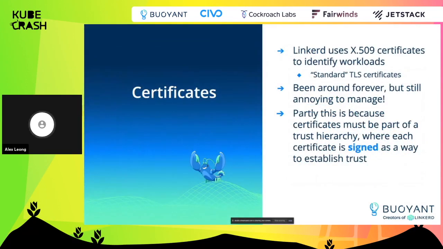These certificates are just X509 certificates, which is the industry standard for doing TLS. But they still are a lot of work to manage because there are a lot of certificates in play here. Every single pod in your mesh needs its own certificate. Not only that, but there's a trust hierarchy where the control plane also needs certificates. The pod certificates are signed by the control plane, and the control plane itself needs to be managed by something else. So it gets rather complicated, and I'll show you how that works.